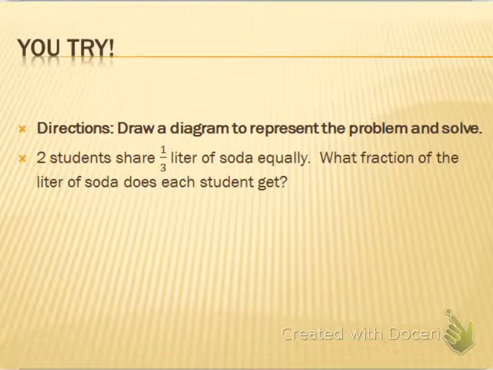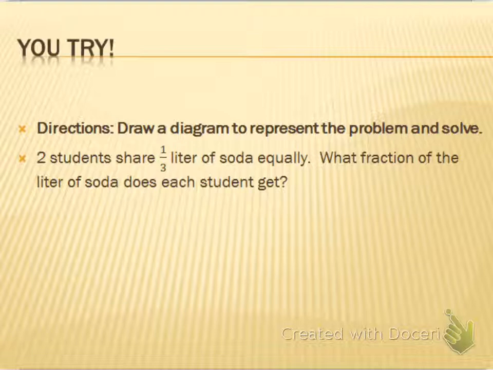Alright, so last but not least, I want to give you guys an opportunity to try a problem on your own. And again, all of the problems that we've gone over, all the examples, including this problem right here, are very similar to problems that you see on your homework assignment. The directions to the problem state: draw a diagram to represent the problem and solve.